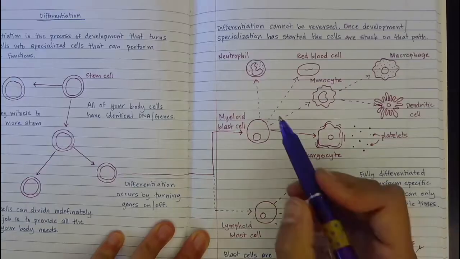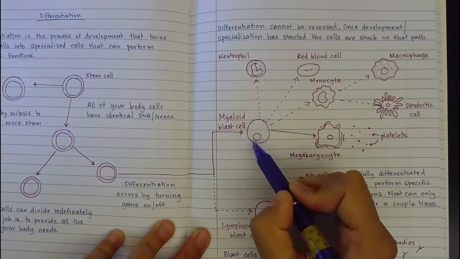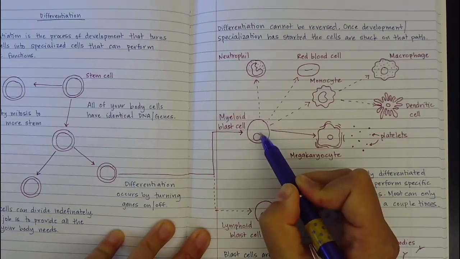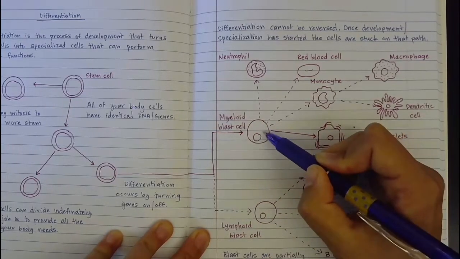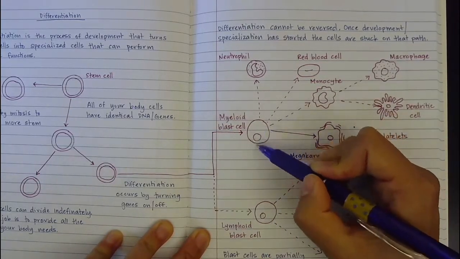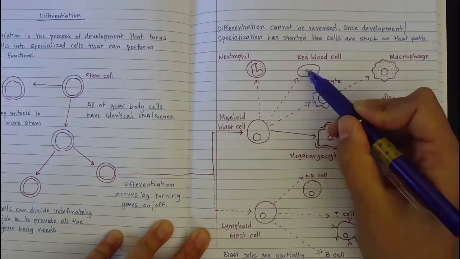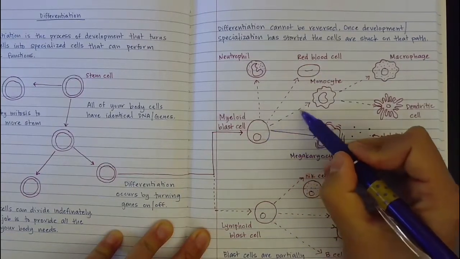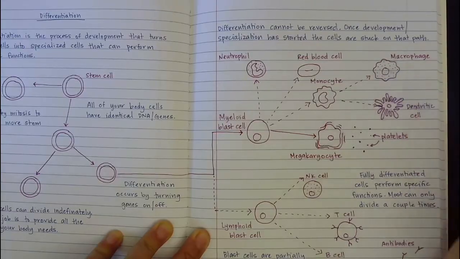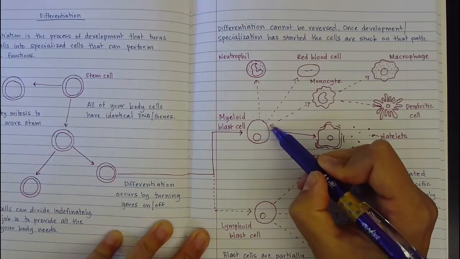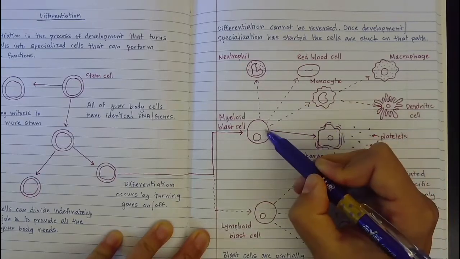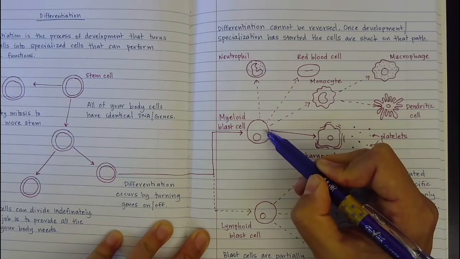Now, it's possible that this myeloid blast cell right here, it could divide. Because it's a blast cell, it can still do division. And then it could make, from the two cells that it makes, one of them could become a red blood cell, one of them could go through this process of becoming a macrophage. But once the cell has started down this path, it cannot go backwards. This is a one-way street.